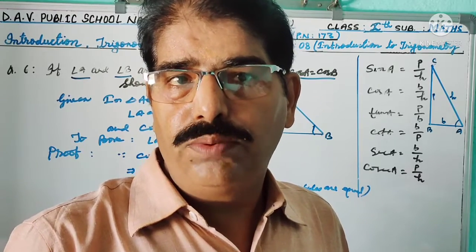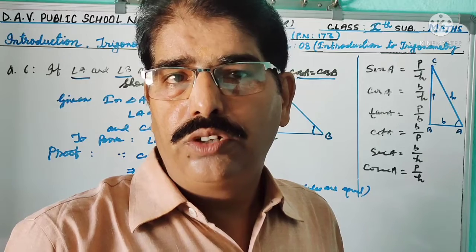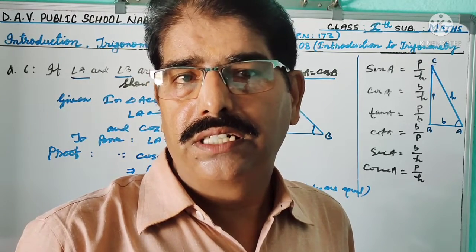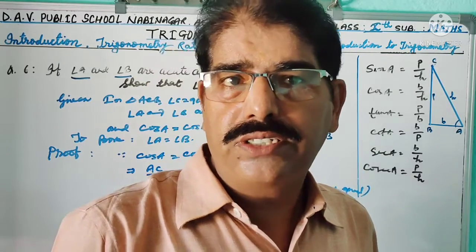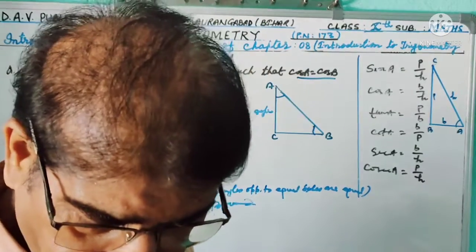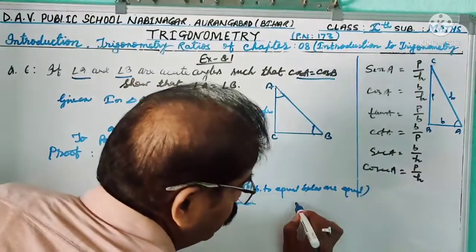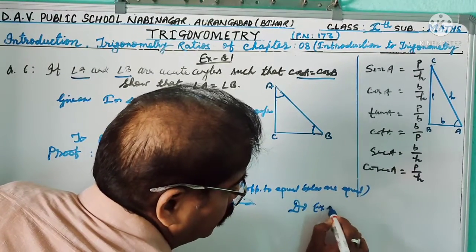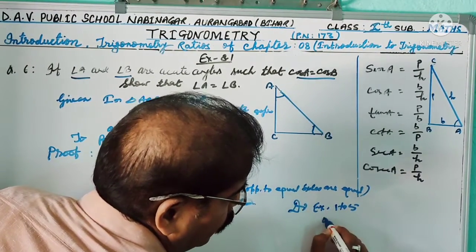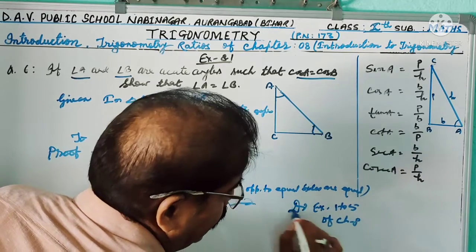So today's class is over and your homework is do examples questions from 1 to 5. Do examples 1 to 5 of chapter 8.